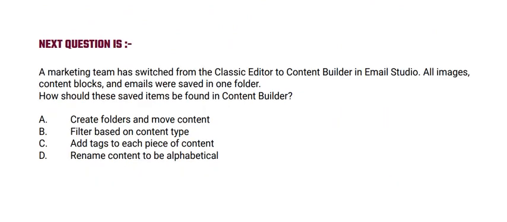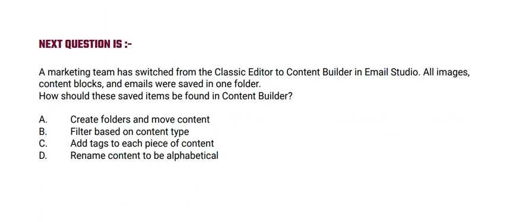The correct options are A, C, and D. Next question is, a marketing team has switched from the classic editor to Content Builder in Email Studio. All images, content blocks, and emails were saved in one folder. How should these saved items be found in Content Builder?